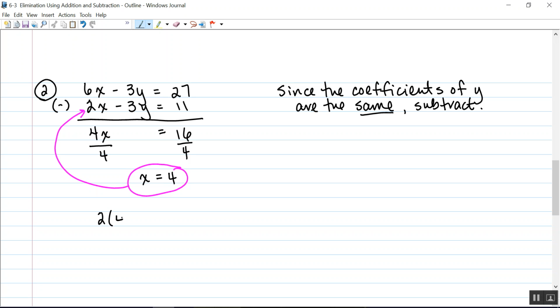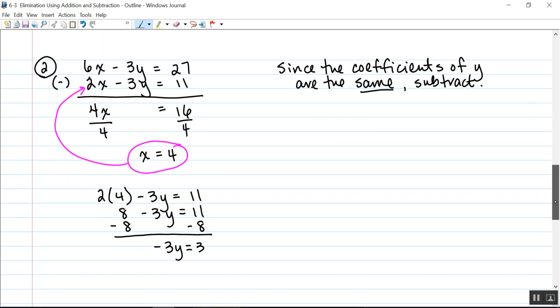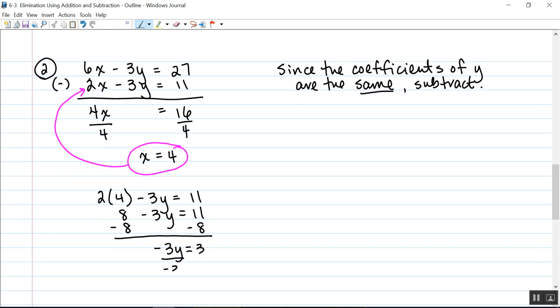So 2 times x, which is 4, minus 3y equals 11. So 8 minus 3y equals 11. Solving that for y, subtract 8 on each side. Negative 3y equals 3. And dividing each side by negative 3 gives me y equals negative 1. So my final answer is the ordered pair (4, negative 1).